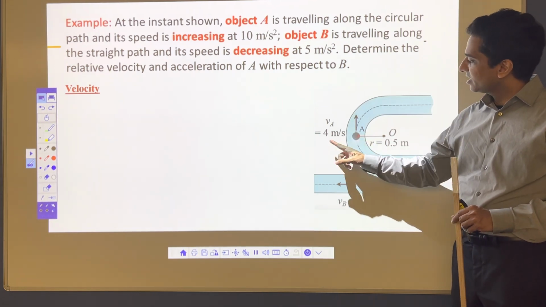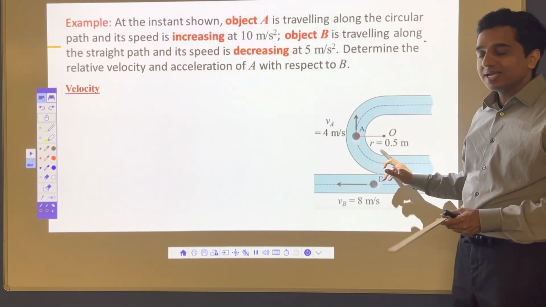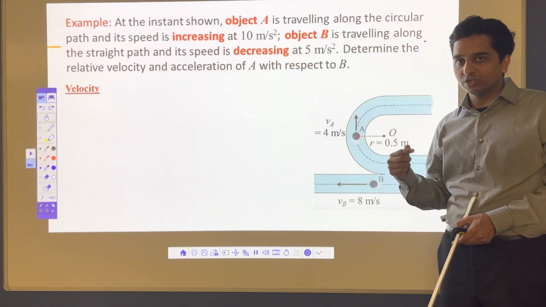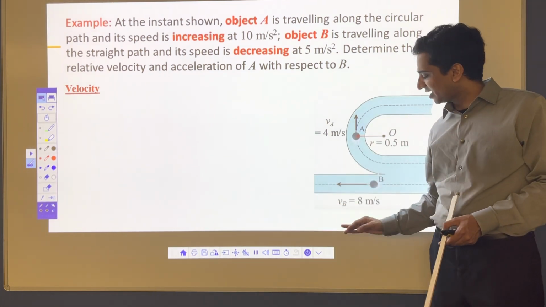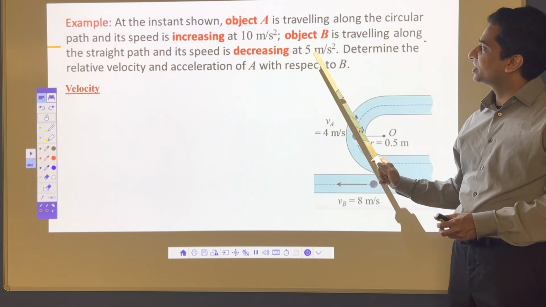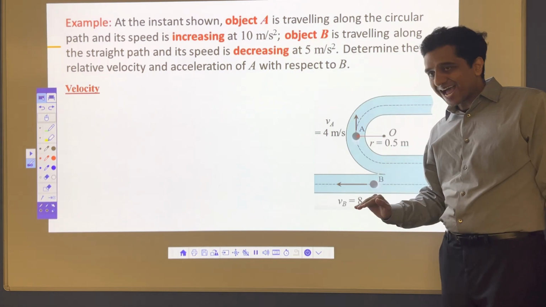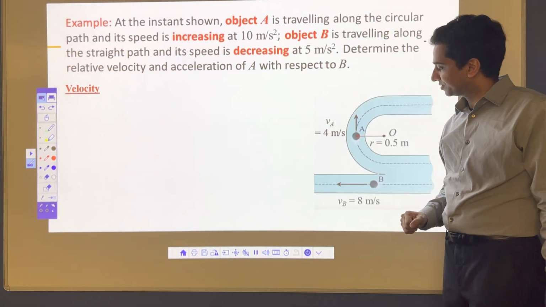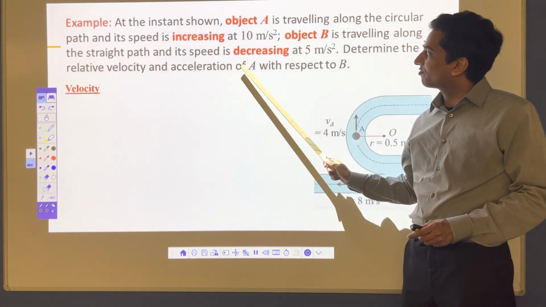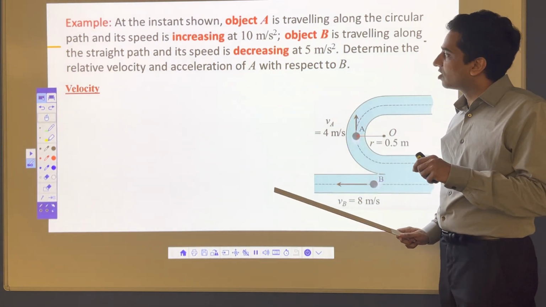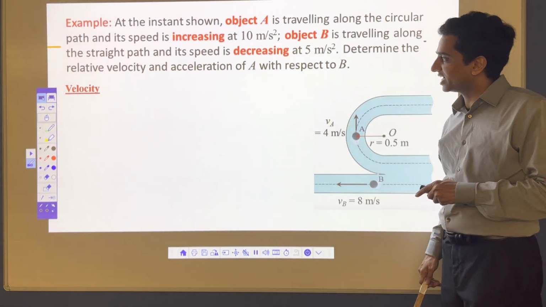A is moving with 4 meters per second with acceleration 10 meters per second squared, and it's rotating at 0.5. As it is rotating, it has two components of acceleration, normal and tangential. B is going in this direction in a straight line. The velocity of B is going down at 5 meters per second squared, that's negative acceleration. Find the relative velocity and acceleration of A with respect to B. It means we have to find the velocity of A with respect to B, and the acceleration of A with respect to B. That's the problem.